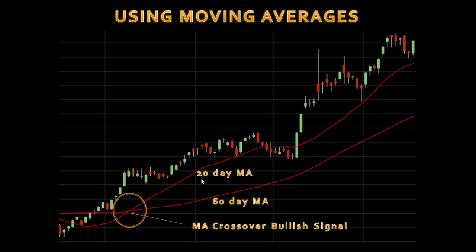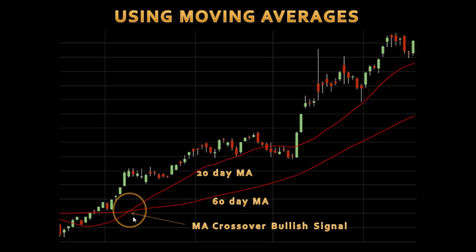Investors often use moving average crossover as a buy or sell signal. When a short-term moving average crosses a long-term moving average from underneath it, then this movement is considered bullish. So for example, here the 20-day moving average crosses the 60-day moving average, and this is what is called a moving average crossover bullish signal. This movement is considered to be significantly bullish and so is appropriately named the golden cross.